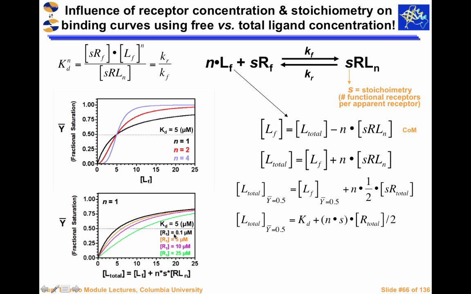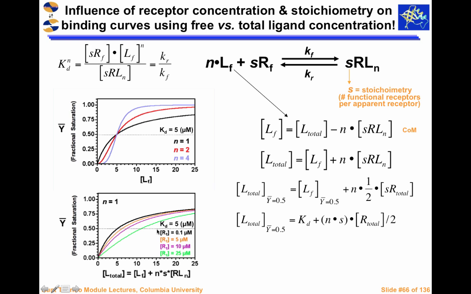As we put in more and more receptor, the free ligand at 50% saturation, right, is always Kd. As we put in more and more receptor, of course, there's more total ligand bound at 50% saturation because the bound population increases. So hopefully that's quite straightforward.